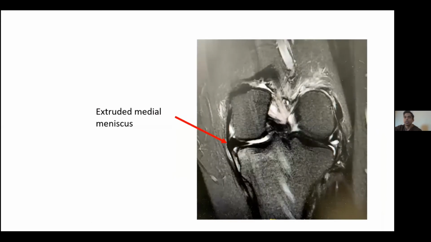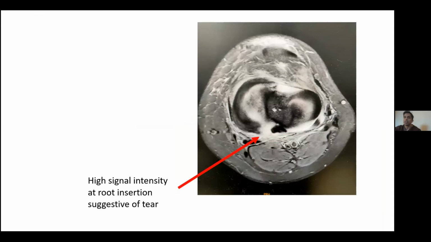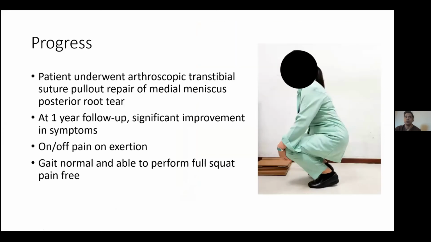And then on the coronal slide, you can see the meniscus is extruded as marked by the red arrow. And finally, on this axial slide, you can see a very nice appearance of the meniscus here, but where it is supposed to attach, there's a very high signal intensity, and this is very suggestive of a root tear. So based on these findings, we counselled the patient for an arthroscopic root repair, and she agreed.